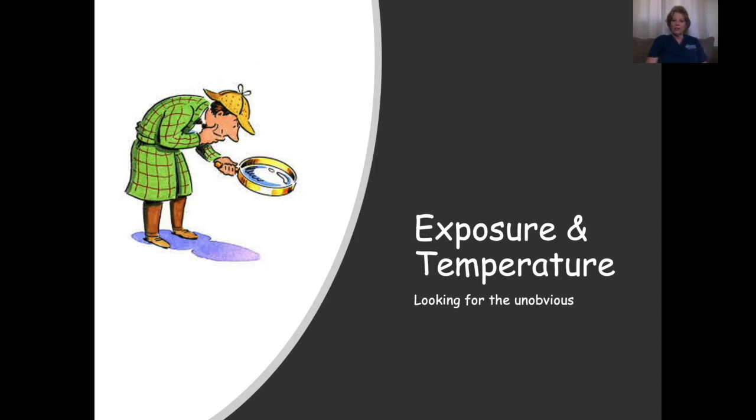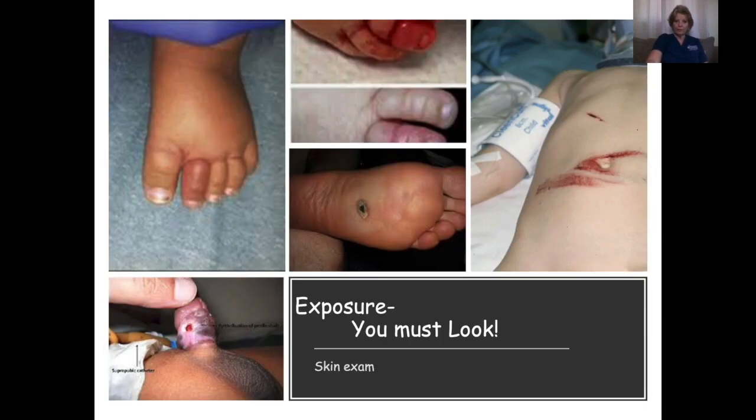Now we're going to briefly talk about exposure as well as temperature. And here's where we're really looking for the unobvious. The things that are going to kill a pediatric patient the quickest are your ABCs. We recognize that, but it's very important to continue on and do your disability and your exposure as well.